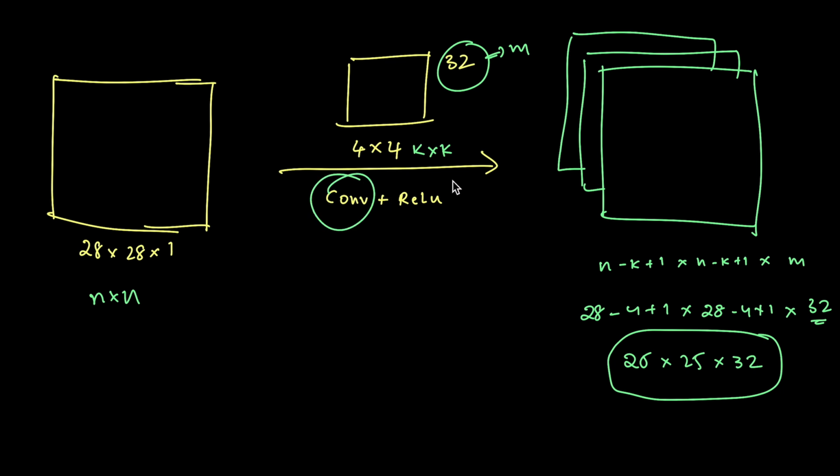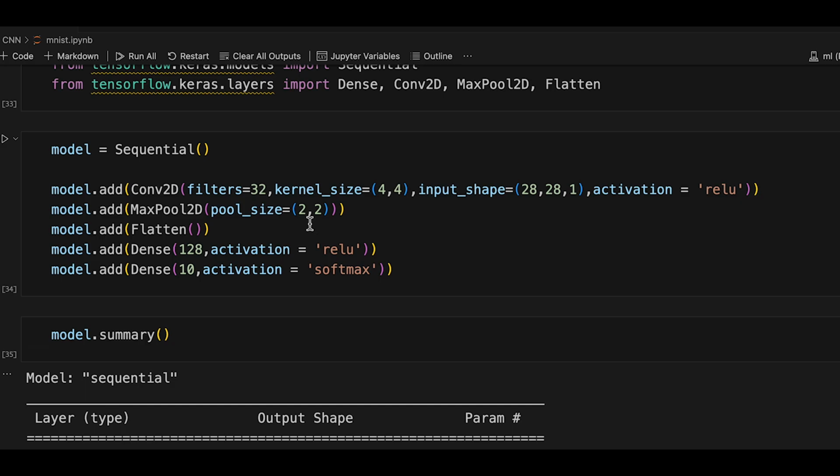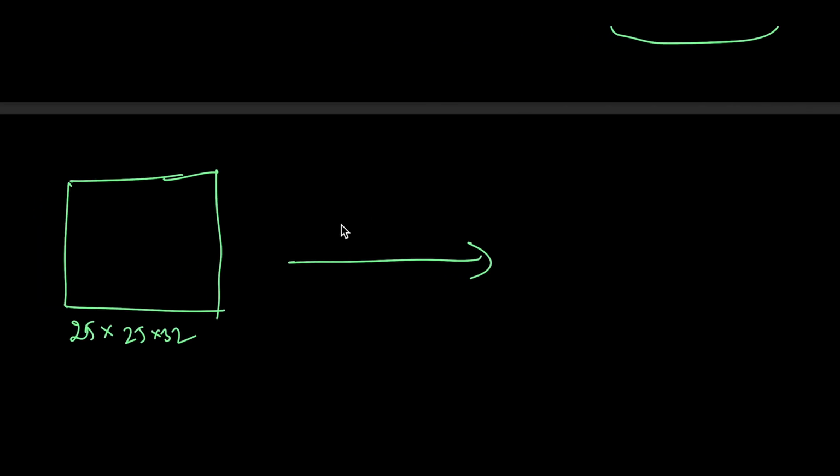After applying convolution, we can apply ReLU as well. Even after applying ReLU, the shape remains the same, that is 25 cross 25 cross 32. Now for the next layer, the pooling layer, we'll have an input shape of 25 cross 25 cross 32. And on pooling, the shape that we have is 2 cross 2. In case of pooling, we have something called window size, and here the window size is 2. So 2 cross 2 means that the window size is 2.